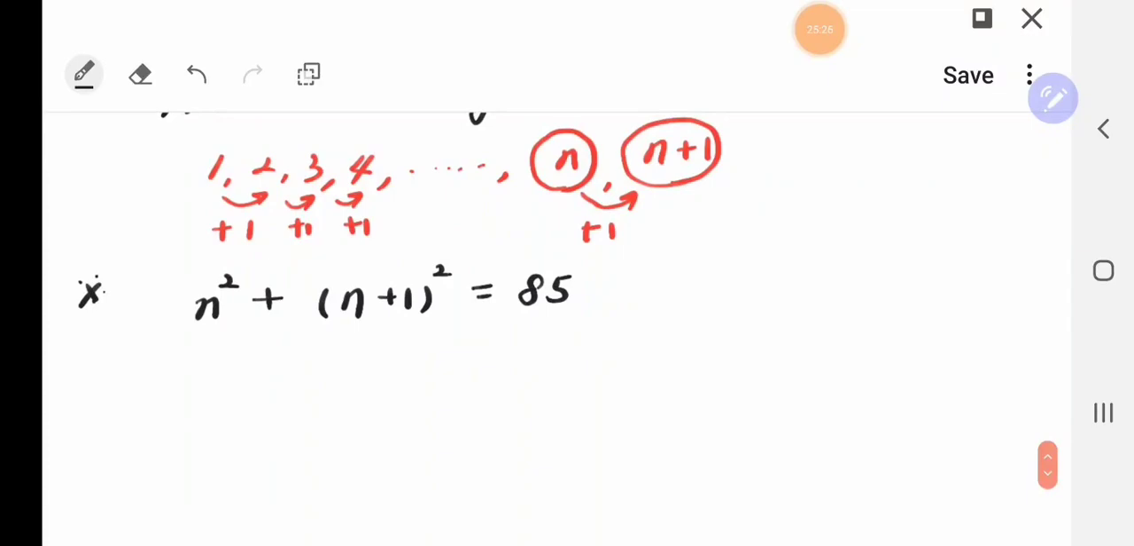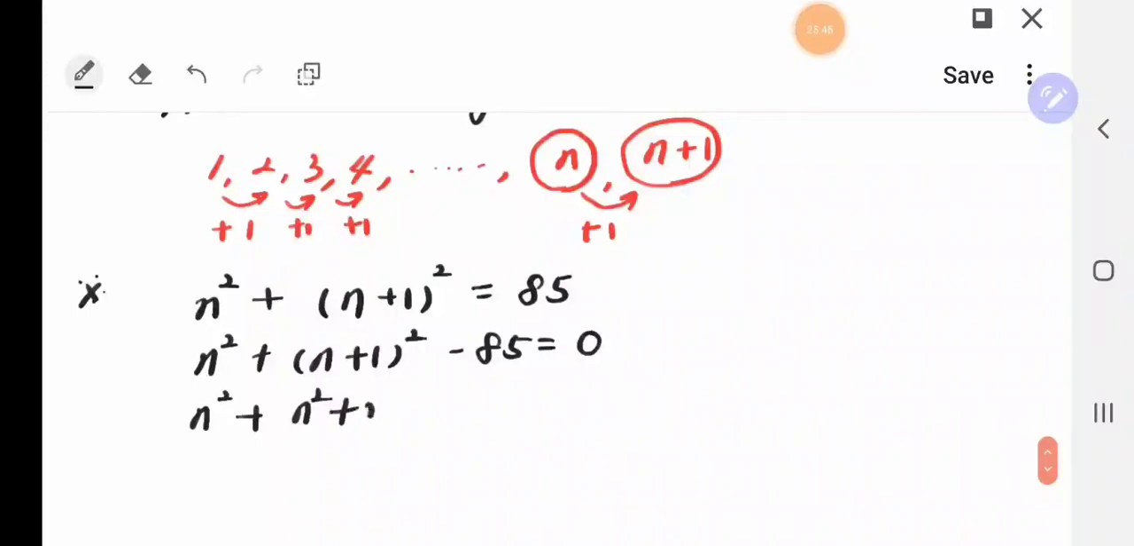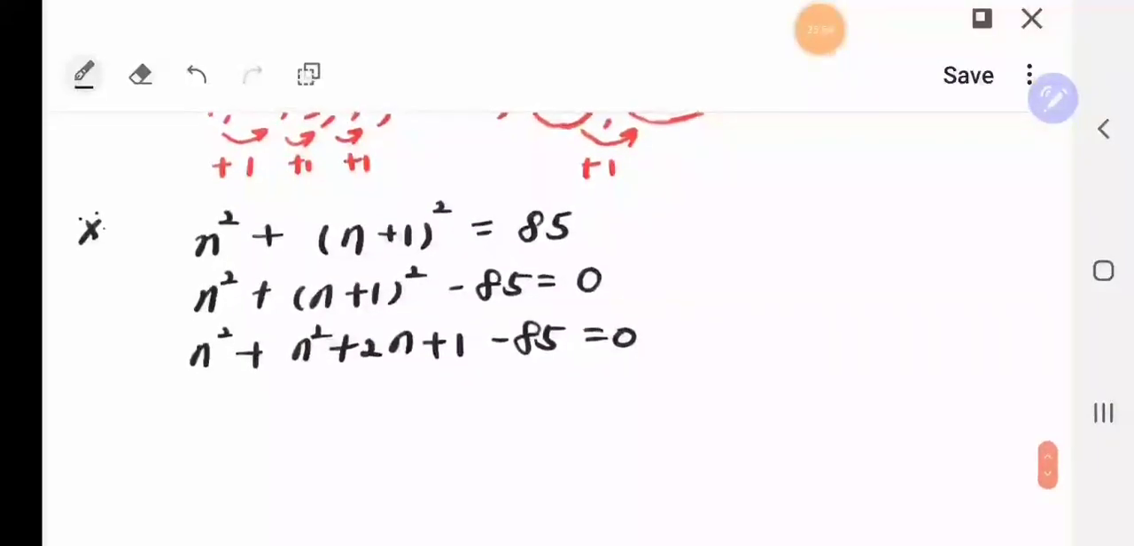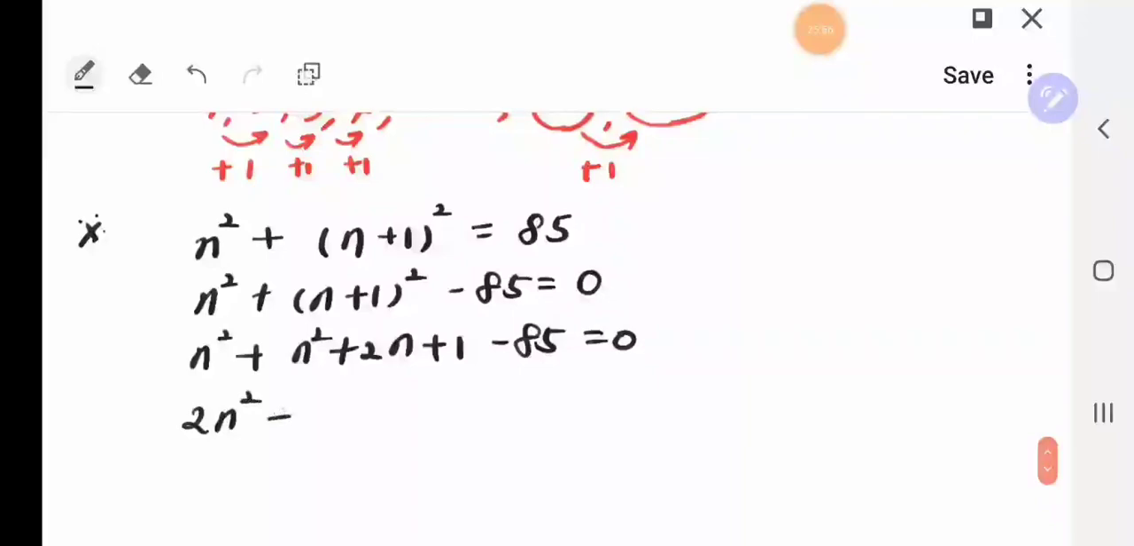Okay, let's solve this one. So move everything to the left. So 85 moves to the left and minus 85. So once you move a term to the other side, then always change the sign. Then distribute. Remember the formula, a squared plus 2ab plus b squared. So 1 squared is 1. And then simplify, combine the like terms. 2n squared plus 2n minus 84 is equal to 0.